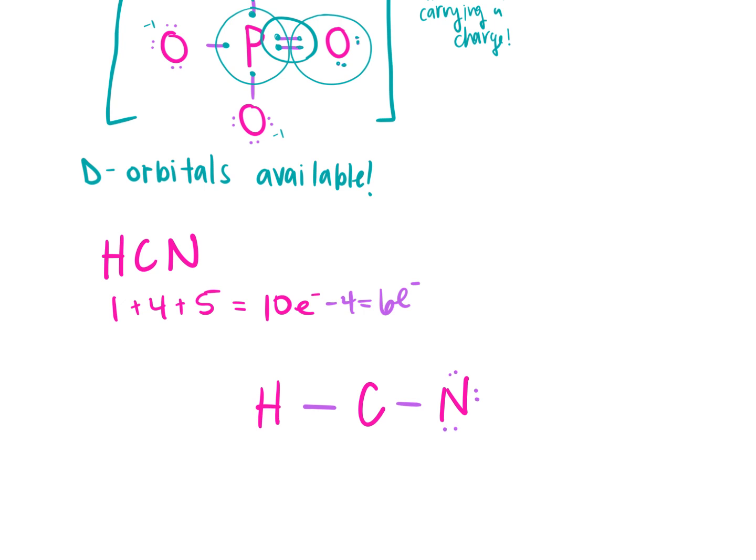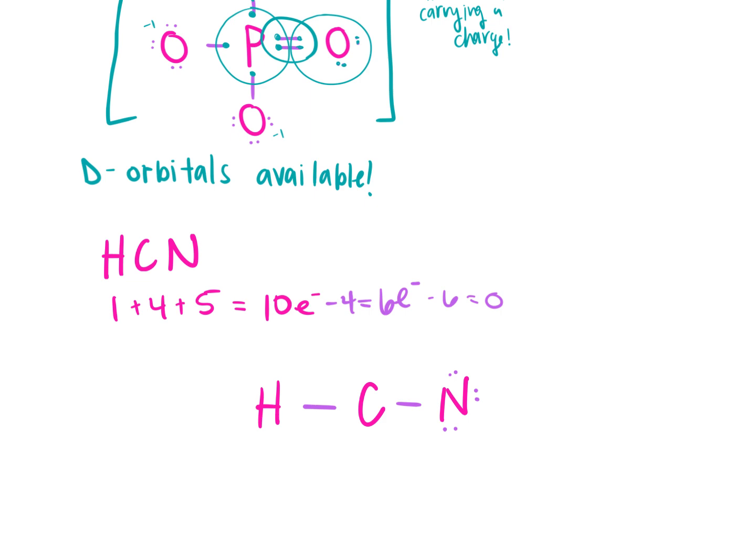So I might put them here and then see what problems I run into. At least right now, I've got all my electrons on the image. I don't have any electrons left to put on. But I see an issue with this structure. Do you guys agree? What issue are we seeing? Carbon does not have enough. It does not have a complete octet. So now we've got to move electrons around.